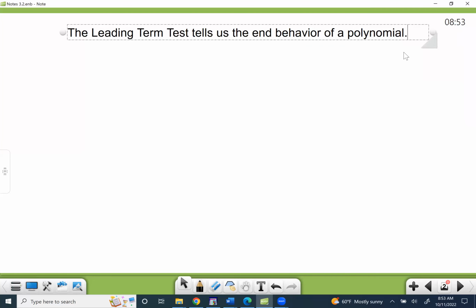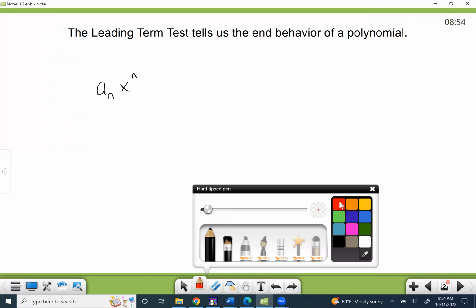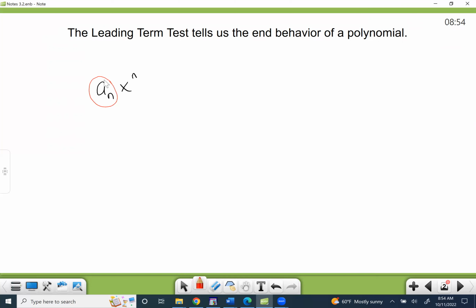So let's say you have some sort of polynomial, and its leading term is a sub n x to the n. Okay, and there's other stuff, right? Like plus blah blah blah. But we don't really care about that. We're just going to look at the front end, okay? So, always look here first. You've always got to figure out what the right-hand side is doing. So this one tells us what the right is doing, and do that first. And then this one tells us what the left is doing. We're going to do that second, okay?